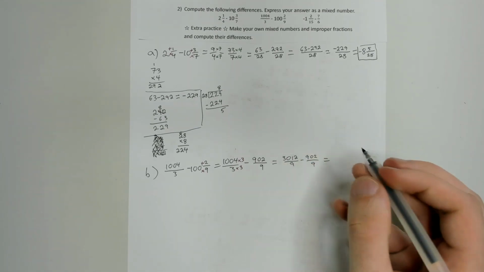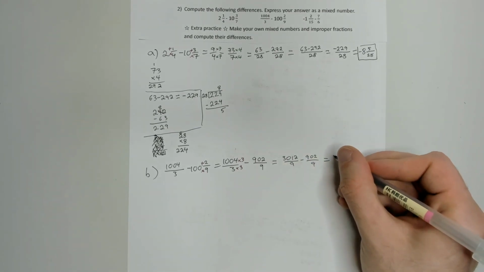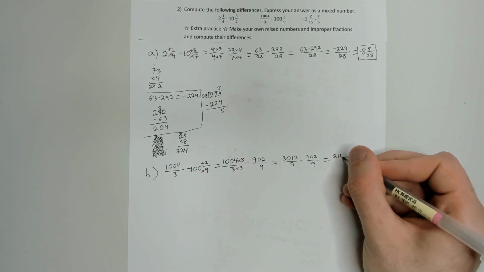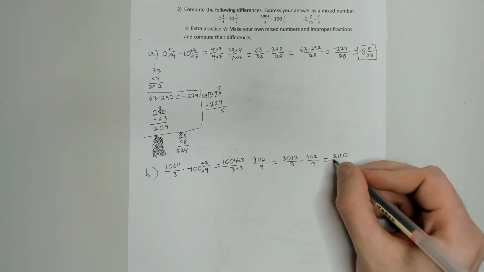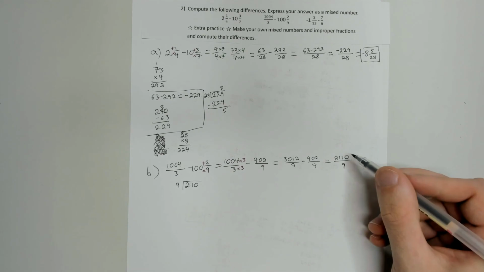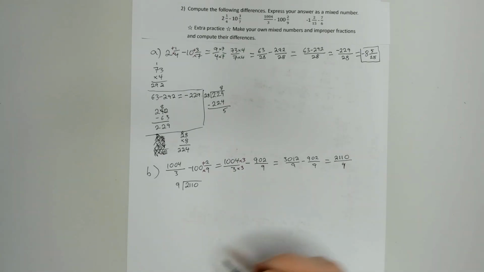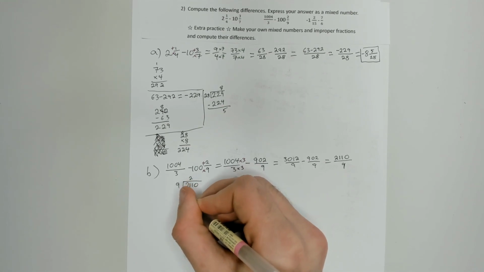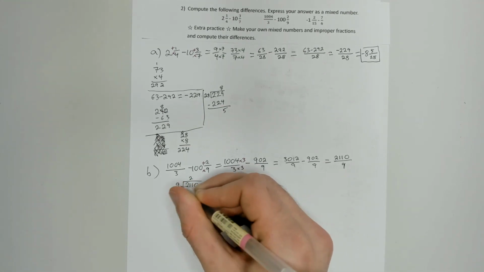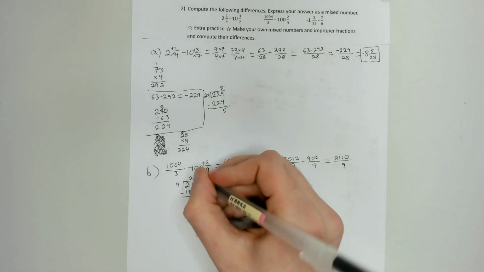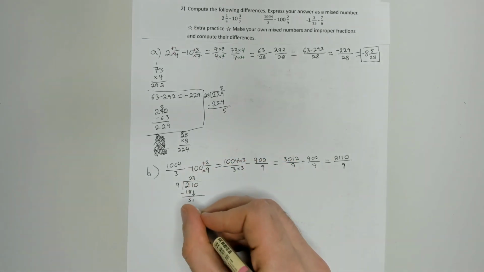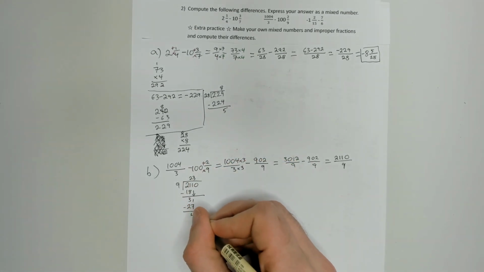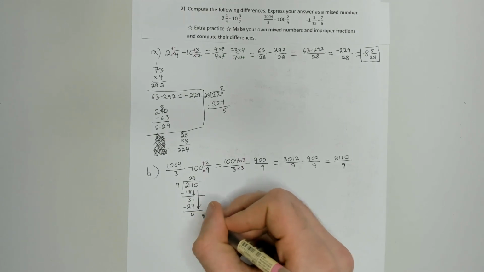Okay, we can do 3,012 minus 902. That should be 2,110. Divide that by 9. And now we can just do division to convert this back into a mixed number. So 9 goes into 21 twice, subtract off the 18, we get a 3. Bring down the 1. All right, how many times does 9 go into 31? It goes in 3 times, since 3 times 9 is 27. Subtract it off, we get 4 remaining. Bring down the 0.